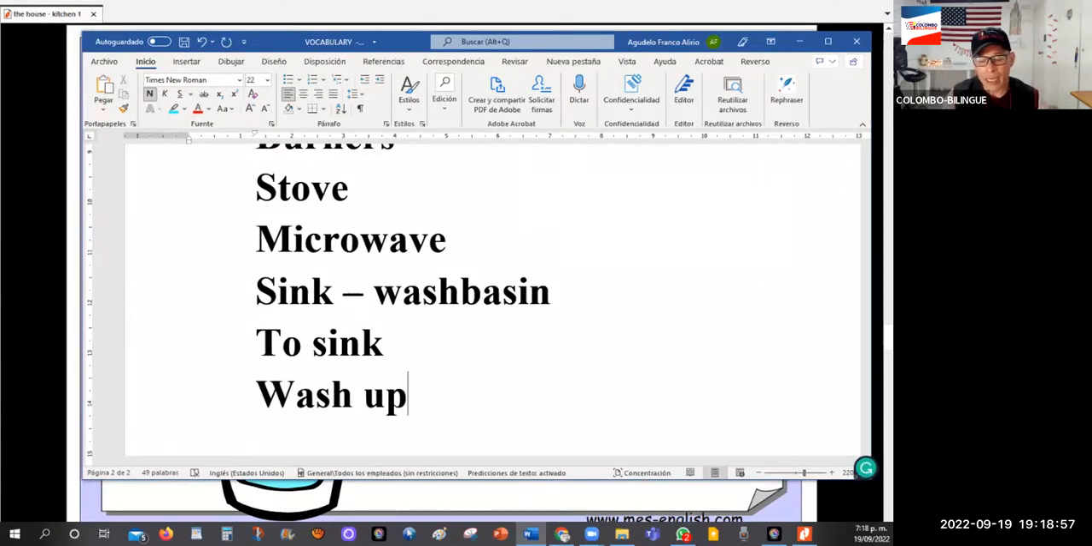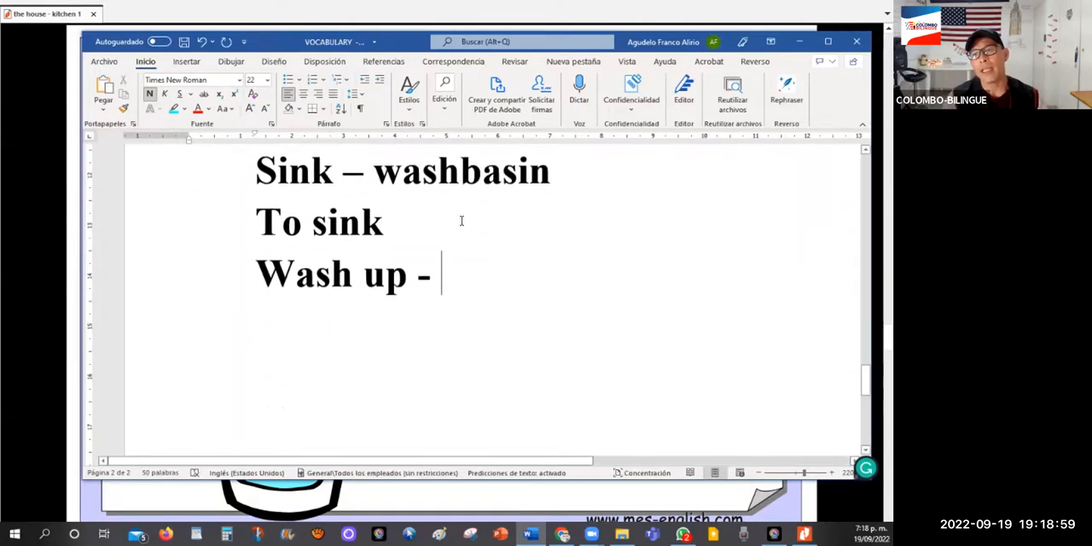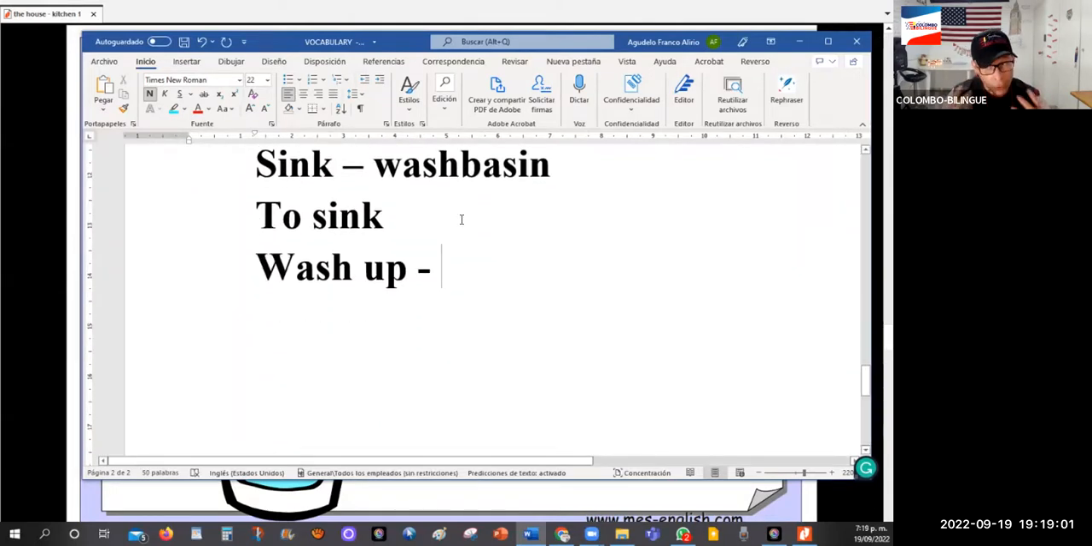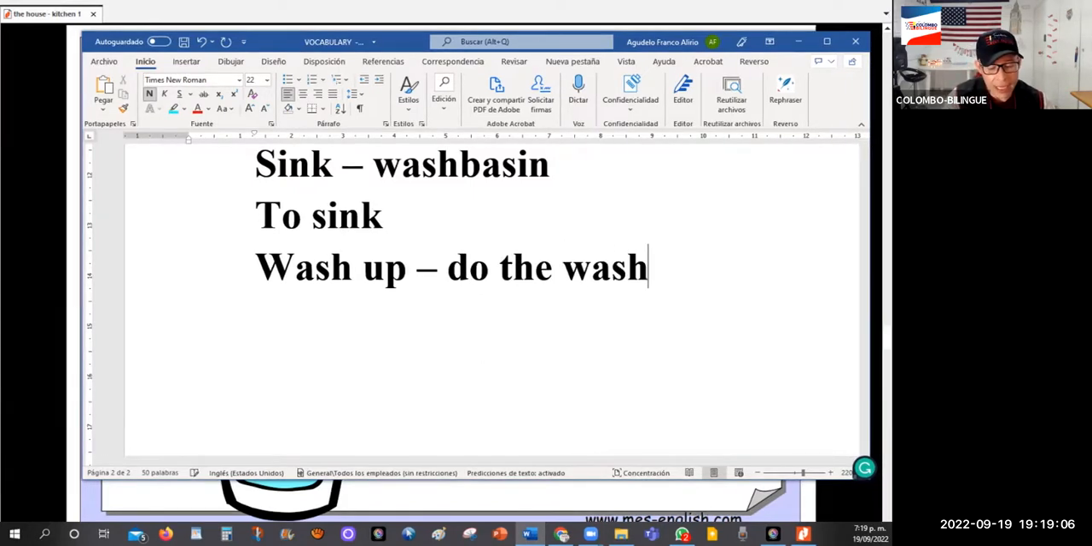Miren cómo se dice en inglés lavar la loza. Se dice en inglés wash up. Si lo quieres decir de una manera más informal, you can say it this way. Okay, in English is do the washing up. Lavar la loza, Federico, do the washing up.